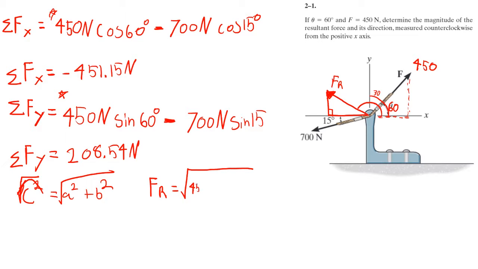So 451.15 newtons squared. I'm keeping a lot of sig figs here. And you might be wondering, okay, why do you turn it positive? Well, because if you multiply a negative by a negative, it becomes positive. And here we're squaring a negative, basically multiplying the number by itself, making it positive. So 208.54 newtons squared. And that's going to give us a fresh new answer. And our force resultant is going to be larger in this case, and it comes out to 497 newtons.